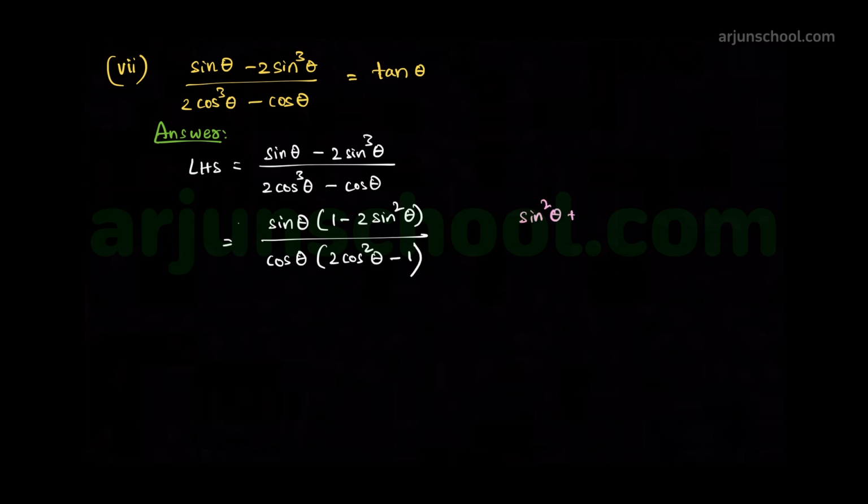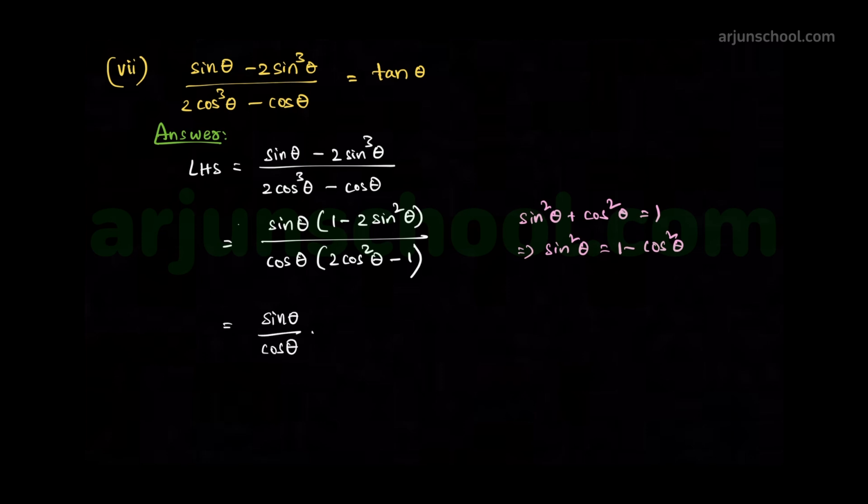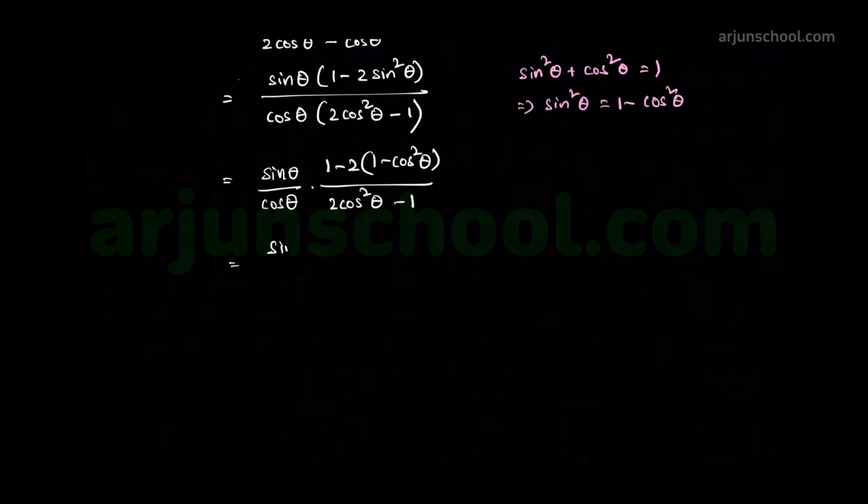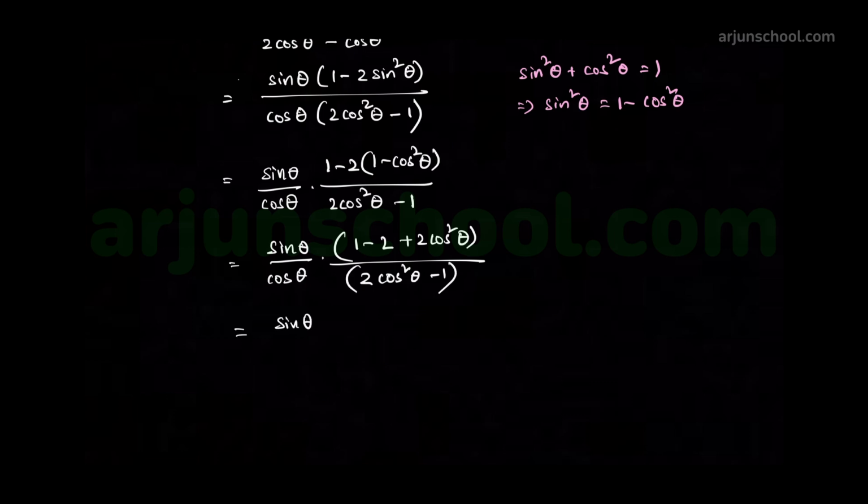Now let us use the identity sin² theta plus cos² theta is equal to 1. That implies sin² theta is equal to 1 minus cos² theta. Let us substitute sin² theta is equal to 1 minus cos² theta in the numerator. LHS is equal to sin theta by cos theta of 1 minus 2 of, for sin² theta we substitute 1 minus cos² theta, by 2 cos² theta minus 1. That is equal to sin theta by cos theta into 1 minus 2 plus 2 cos² theta divided by 2 cos² theta minus 1. That is equal to sin theta by cos theta into 2 cos² theta, 1 minus 2 is minus 1, divided by 2 cos² theta minus 1.